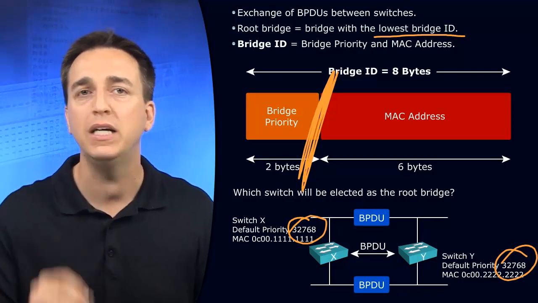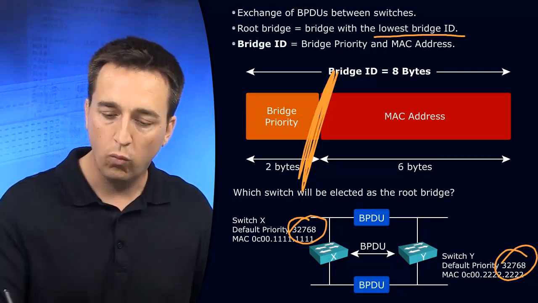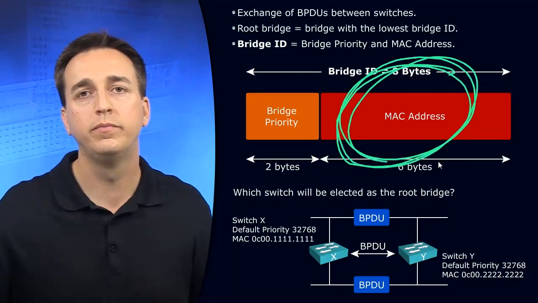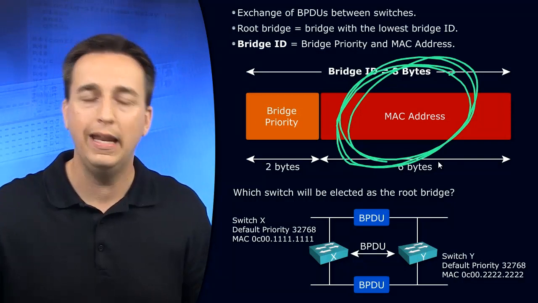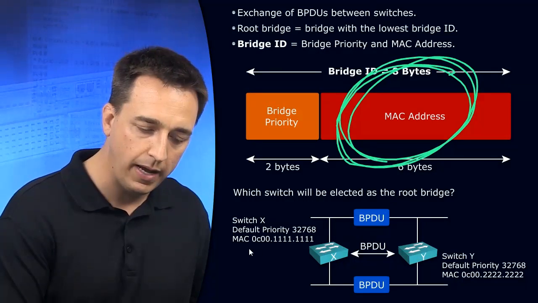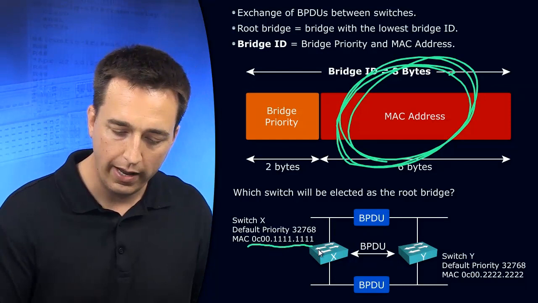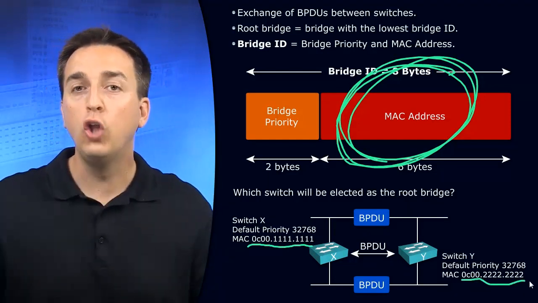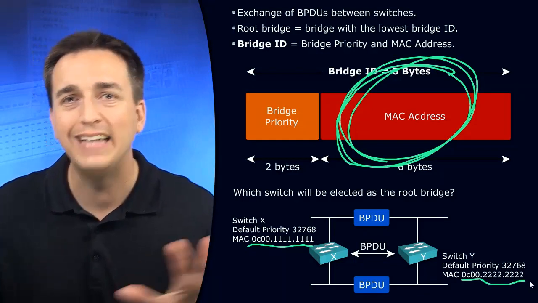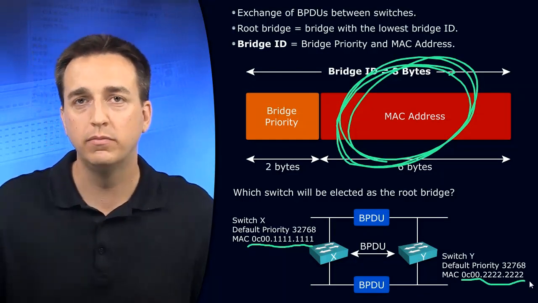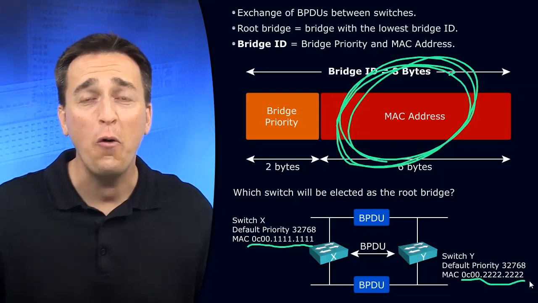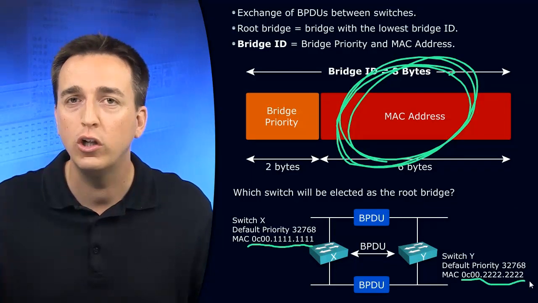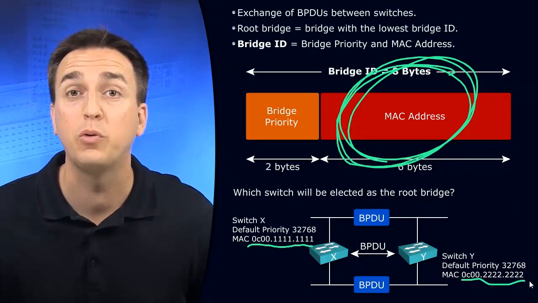There always has to be a tiebreaker. So in this case, what is that tiebreaker? MAC address. And in this case, switch X has this MAC address. Switch Y has this MAC address. So remember this rule for spanning tree protocol. Lower is better and ties are not acceptable. Let me repeat that. Lower is better and ties are not acceptable. If you always remember that rule, you'll be able to walk yourself through the spanning tree process.